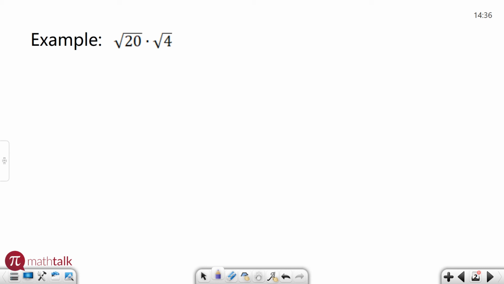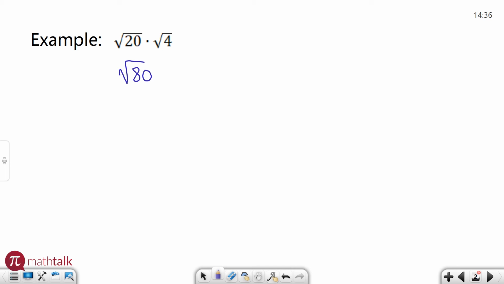So a rational expression is something that has basically a square root symbol. So a square root of 20 times the square root of 4. And what I like to do basically is start by multiplying the numbers underneath the square roots and then treating it as one rational number and simplifying that. So 20 times 4 is going to be 80. So I need to simplify the square root of 80.